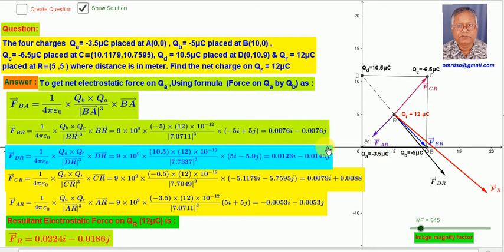One question has already been shown along with its solution on the screen, but I will provide a facility where you can set the positions of the points and their charges. So let us start from the very beginning. Here I have mentioned, create a question.